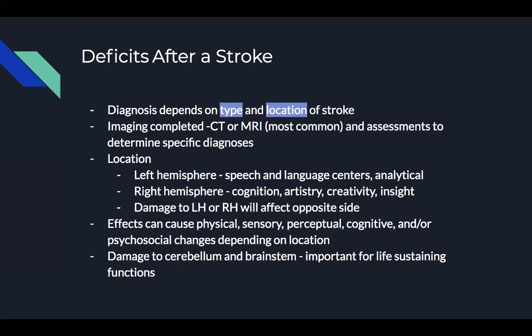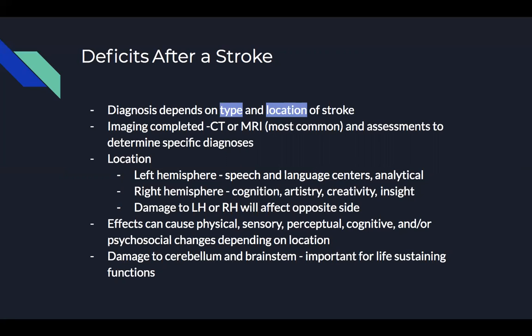So the location. Strokes can happen in our left hemisphere, right hemisphere, and sometimes both. The left hemisphere is more known for our speech and language centers, and the right hemisphere is more for cognition and some more artistic abilities. With a left hemisphere stroke, there could be deficits like aphasia, apraxia of speech, paraphasias, word finding difficulties, and weakness and paralysis on the right side. For right hemisphere strokes, deficits could be unilateral left neglect, visual neglect, construction difficulties, dressing difficulties, and denial or indifference.